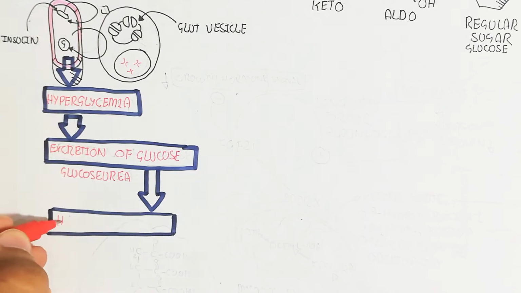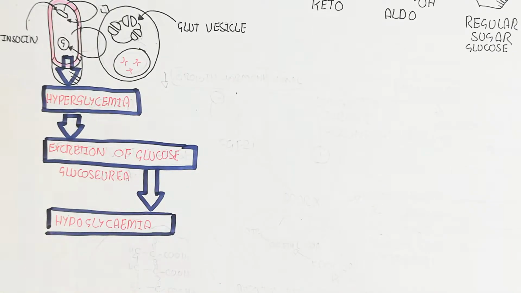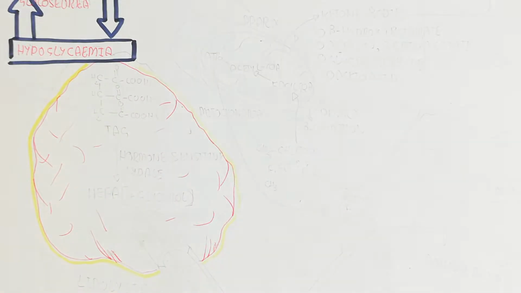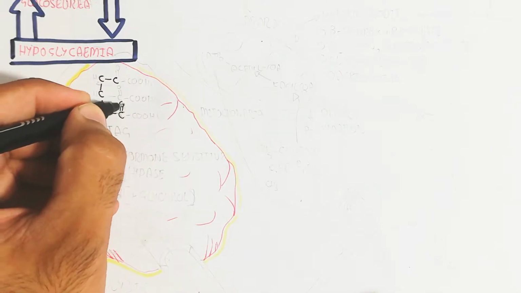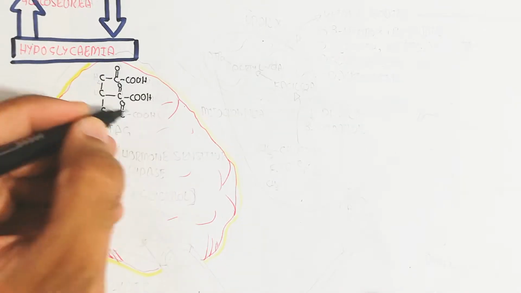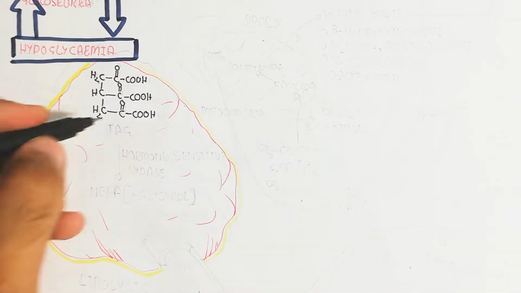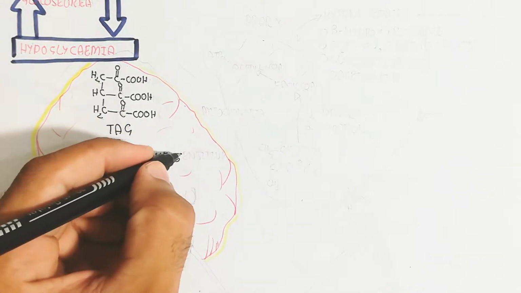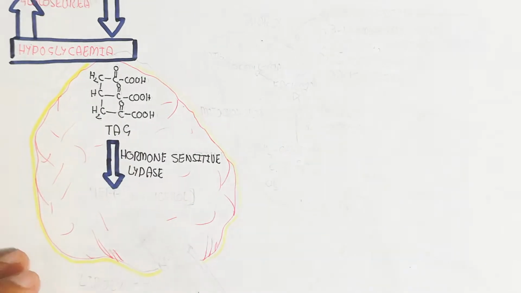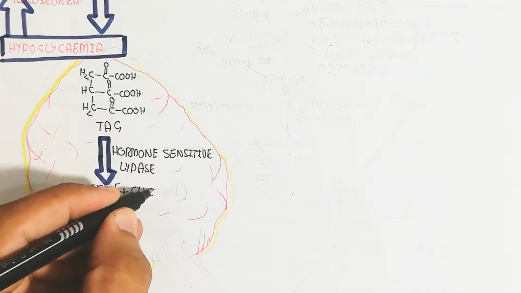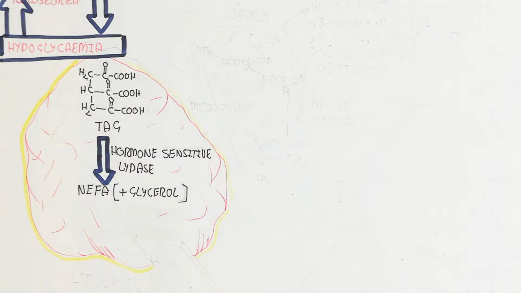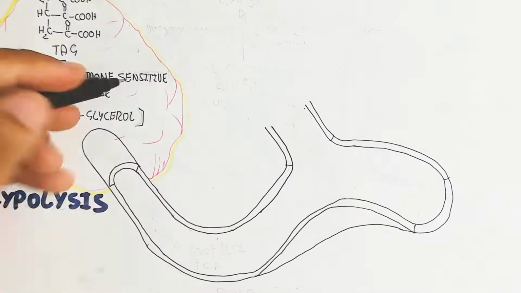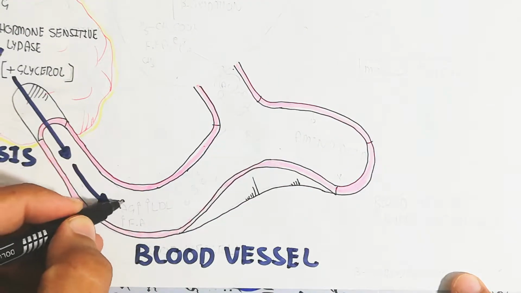And after this glucosuria, hypoglycemia will occur, and in this way the hypoglycemia will lead again to positive feedback to degrade more muscle and liver glycogen; glycogenolysis will be triggered by this mechanism. But now the fatty acids: the adipose tissue, which contains triacylglycerol, undergoes lipolysis. The hormone-sensitive lipase enzyme will convert the triacylglycerol into glycerol and free fatty acids. This is known as lipolysis because the lipid will be moved into the blood circulatory system.